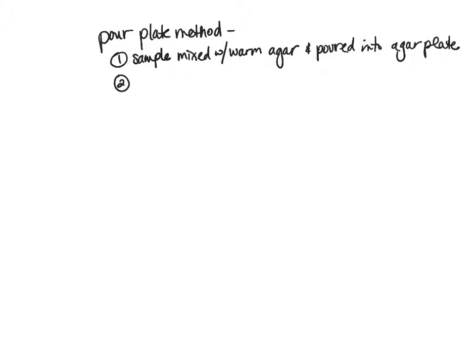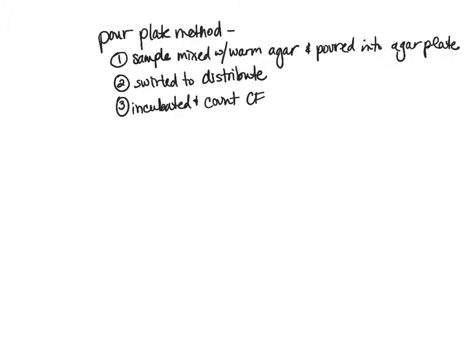And then step two, it is swirled to distribute. So it's going to be moved, swirled around so it covers the entire plate. And then step three, it's going to be incubated and then we count the CFUs. So pretty straightforward, the pour plate method.